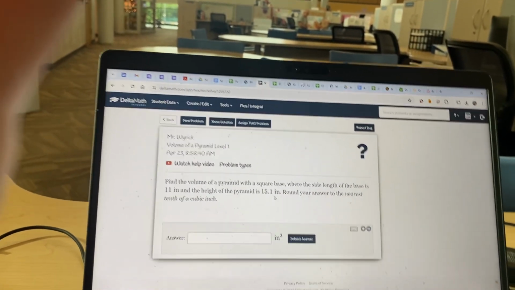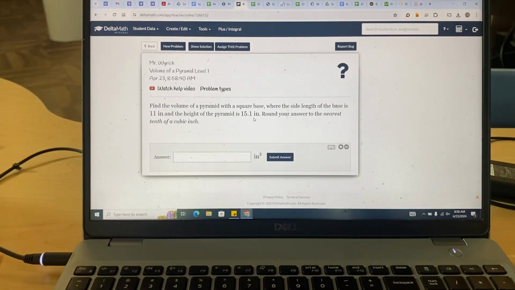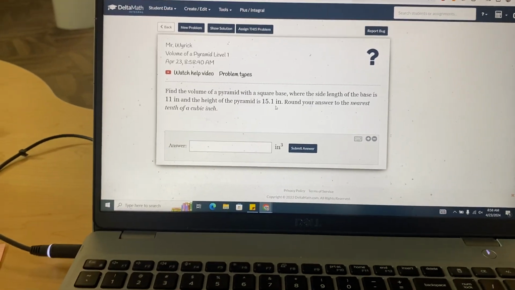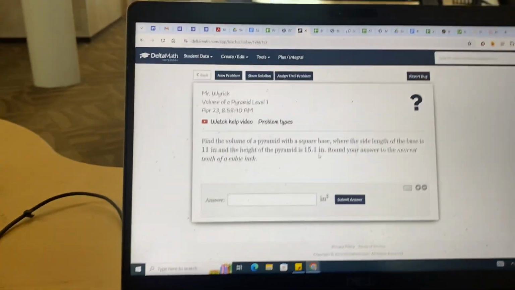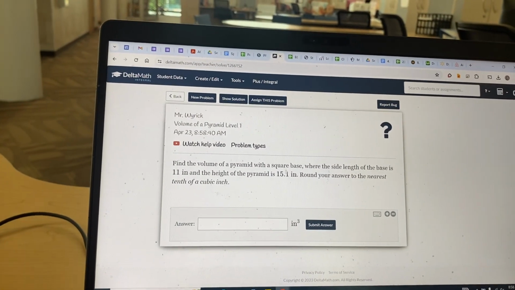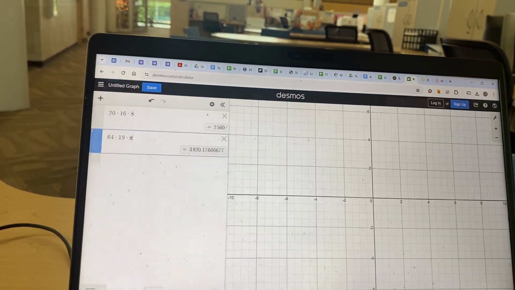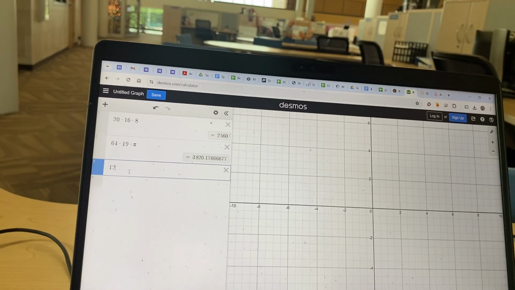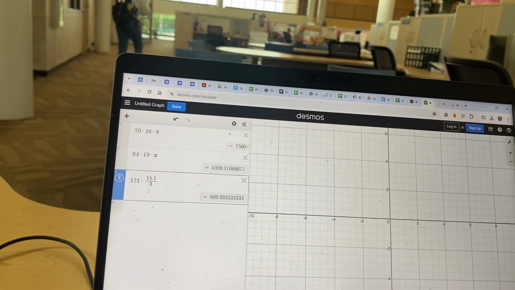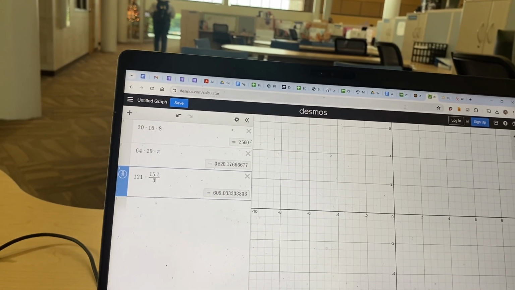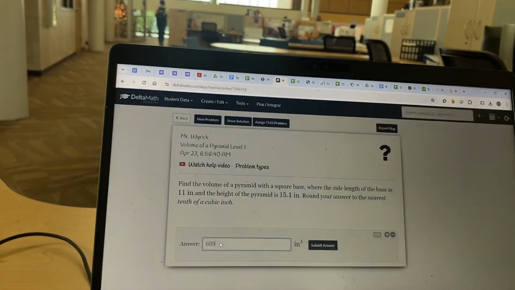Pyramid, remember, is exactly the same as like the prisms. You find the area of the base, you multiply it by the height, and then you divide by 3, or you multiply by 1/3. You can look up the formula, you can put this one in. Side length of the base is 11 inches and it's a square, so that's 121 times 15.1 divided by 3. Doesn't matter where that divided is, it should still work the same. Should just be 609. That other one's not going to round up. 609, there we go.